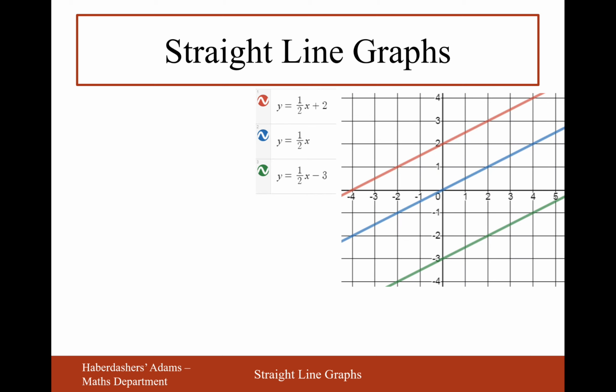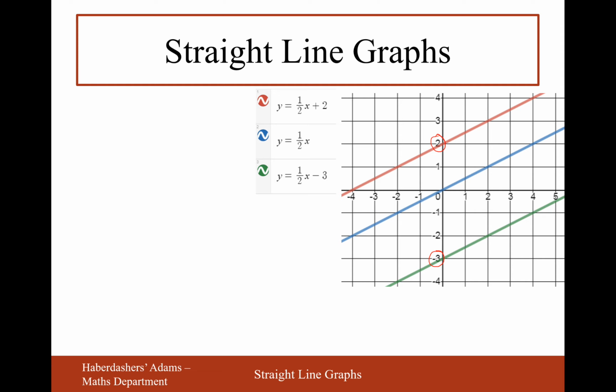And we could even have some fractional gradients as well, where they're nice and flat. So we've got y equals half x plus 2 because it starts at 2, half x plus 0 because it doesn't have anything added or subtracted, and y equals half x minus 3 because we are taking away 3 from each of the coordinates to get down to the green graph.